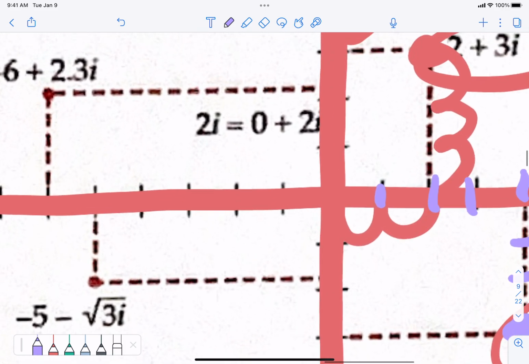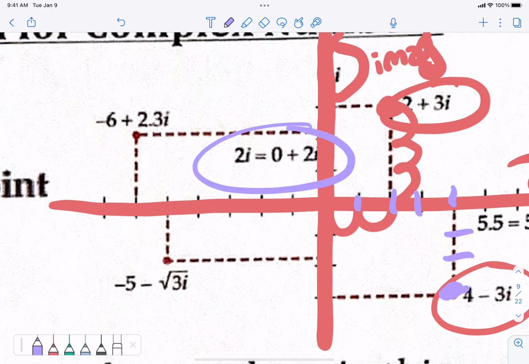Now, here's the deal. I'm going to talk about this one real quick. If they just give you 2i, 2 is the imaginary part. What's the real part on the front of it? 0. So you need to write it as 0 plus 2i. You would go 0 left and right, but you would go 2 up.